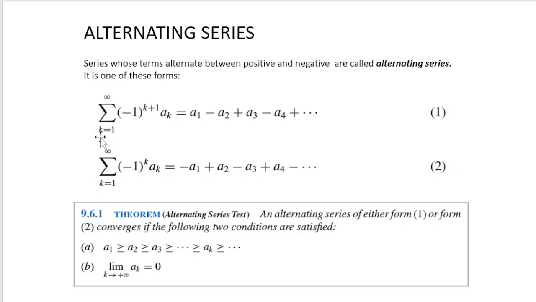To check whether the alternating series converges or diverges, we have to check whether two conditions are satisfied. If these conditions are satisfied, then we can conclude that the series converges. The first condition is that the terms of the series must be decreasing, meaning the first term must be greater than the second term, which must be greater than the third term, and so on and so forth. And then letter B, the limit of a sub k as k approaches positive infinity must be equal to 0.